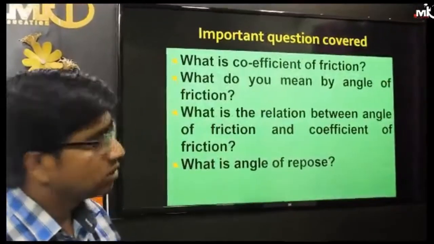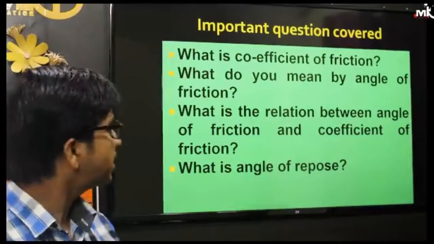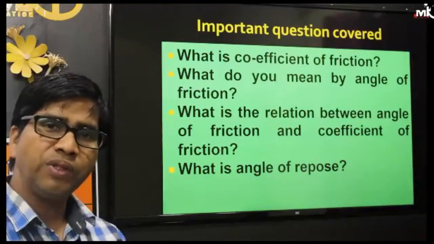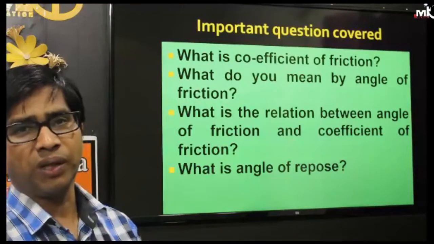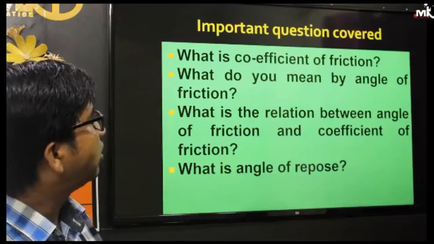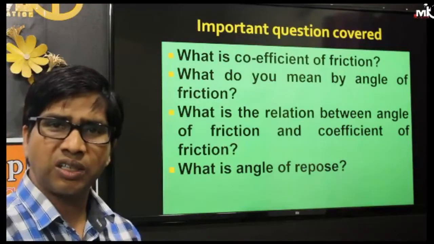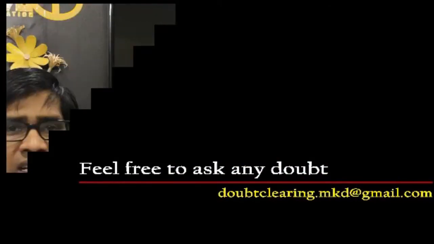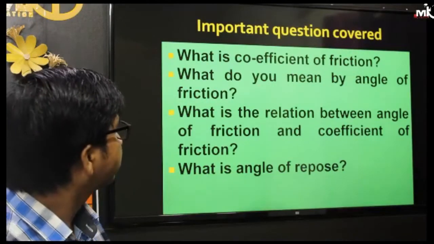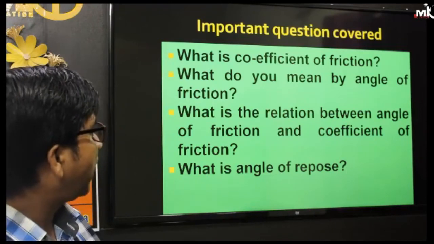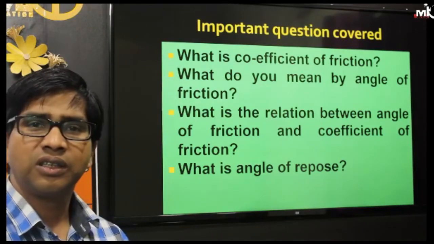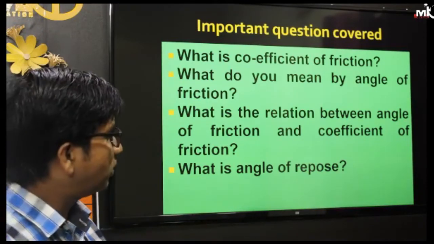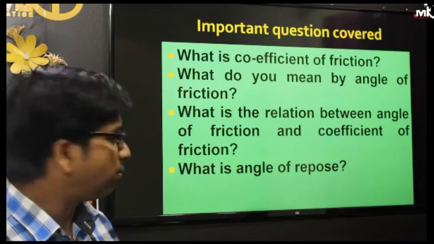So what questions can come, possible questions. What is coefficient of friction? The ratio of limiting friction to the normal reaction is the coefficient of friction. What do you mean by angle of friction? Angle made by the resultant of frictional force and normal action with normal action. Next is, what is the relation between angle of friction and coefficient of friction? Mu equal to tan theta. So coefficient of friction equals tangent of the angle of friction.